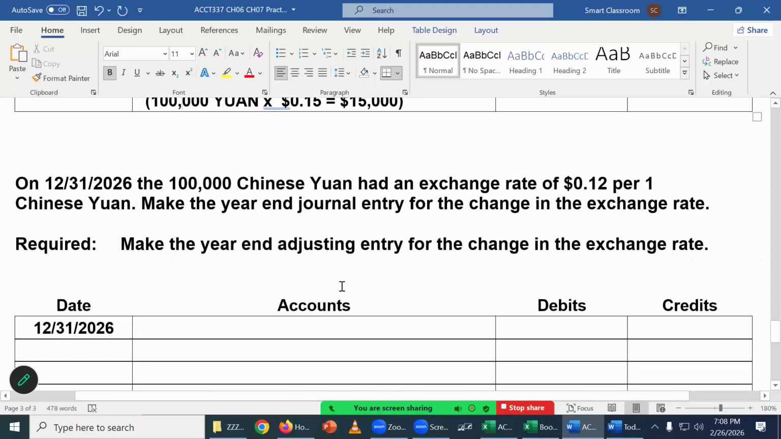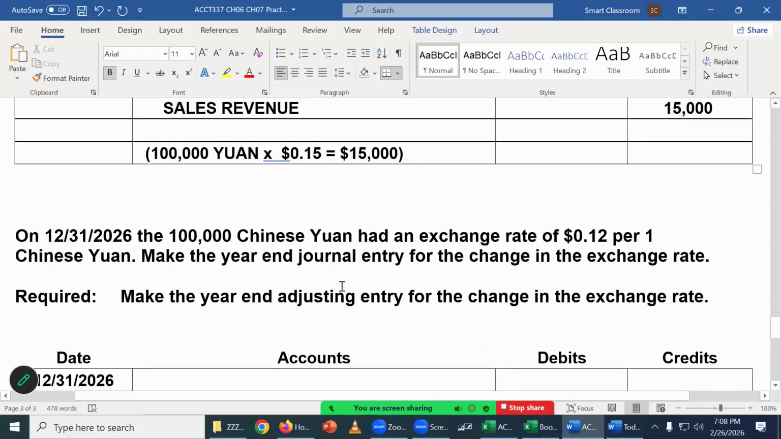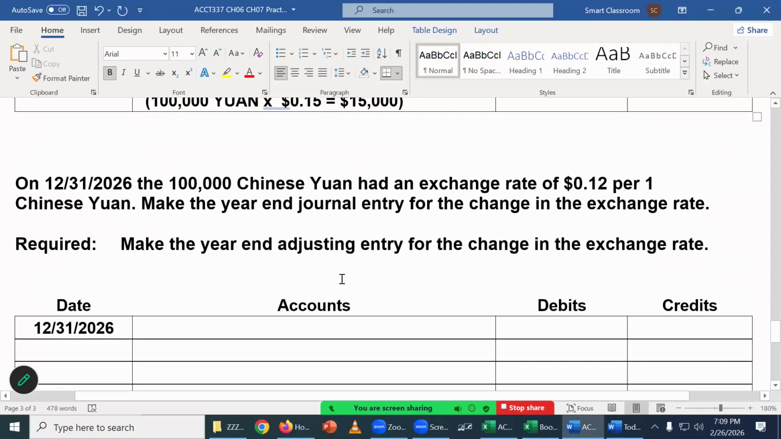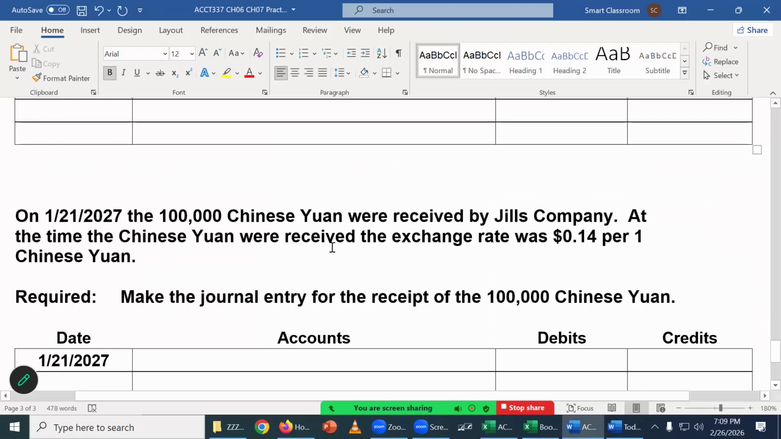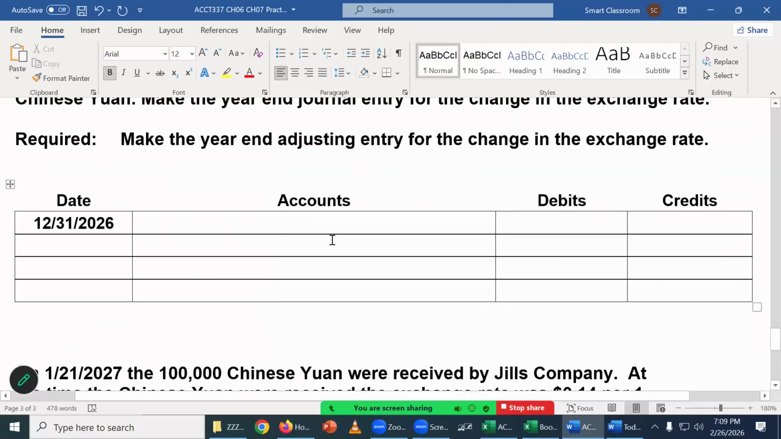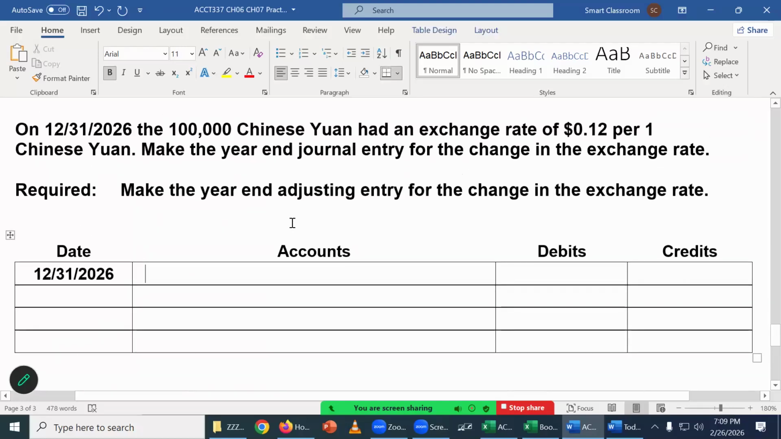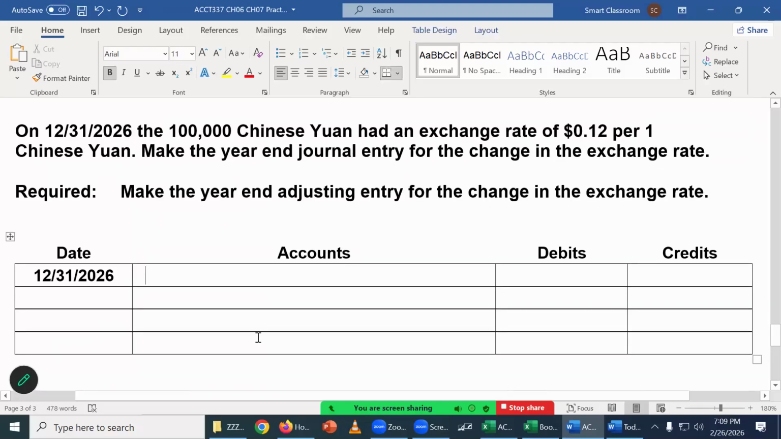Okay, let's go down here. 12/31 had an exchange rate of 12 cents per one Chinese yuan. Make the journal entry. Okay, now they have not paid us the 100,000 yuan yet, so there's no cash coming in here. Let's do the math first. 100,000 yuan, was that $12,000?